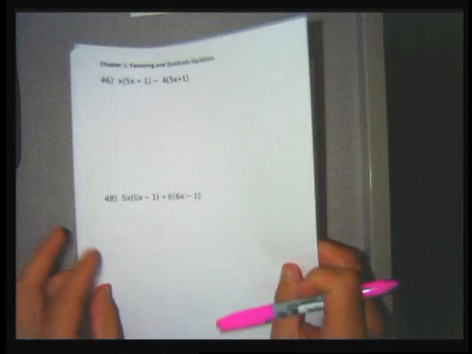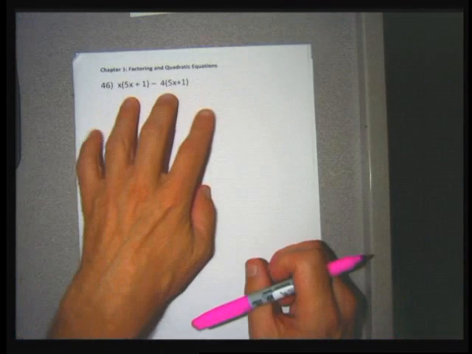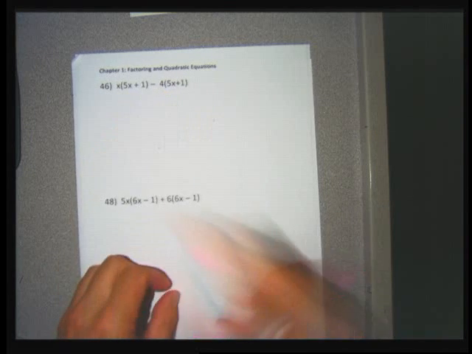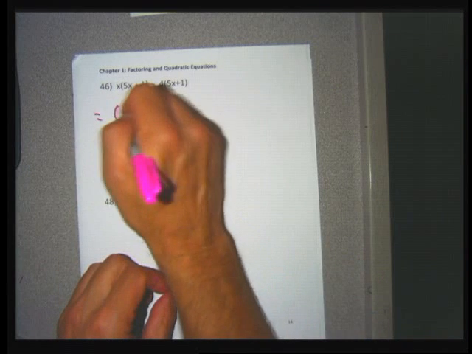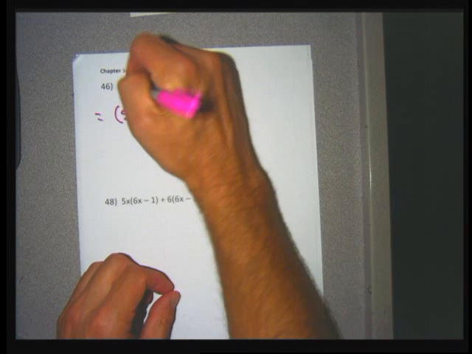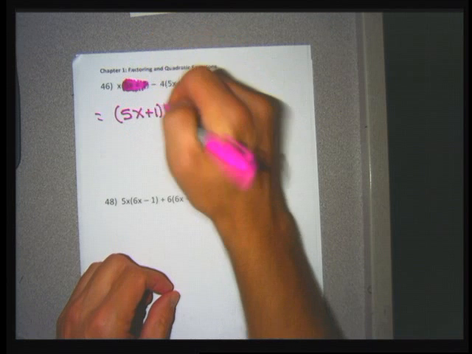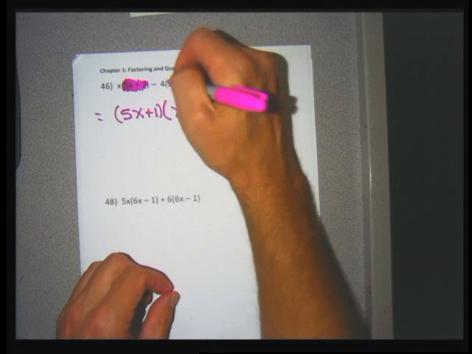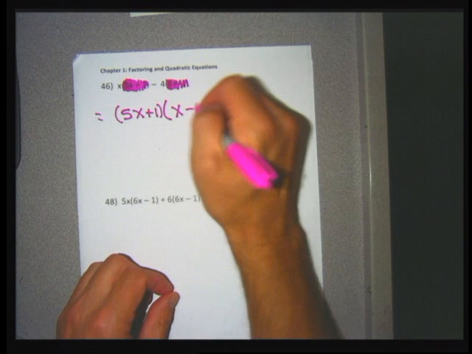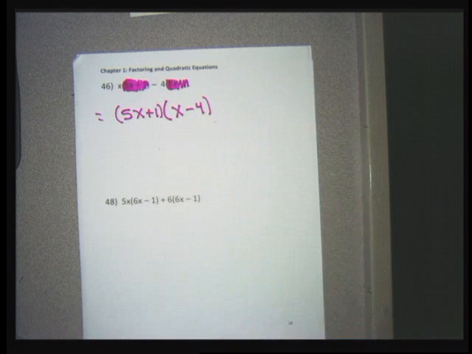So these go quick, too. They're all set up the same way. For 46, on either side of the minus sign, there's a 5x plus 1. So my greatest common factor is going to be a 5x plus 1. When I take the 5x plus 1 away from the first term, I have an x left over. When I take the 5x plus 1 away from the second term, you can see what's left over. It's a minus 4. So 46 would factor into 5x plus 1 times x minus 4.